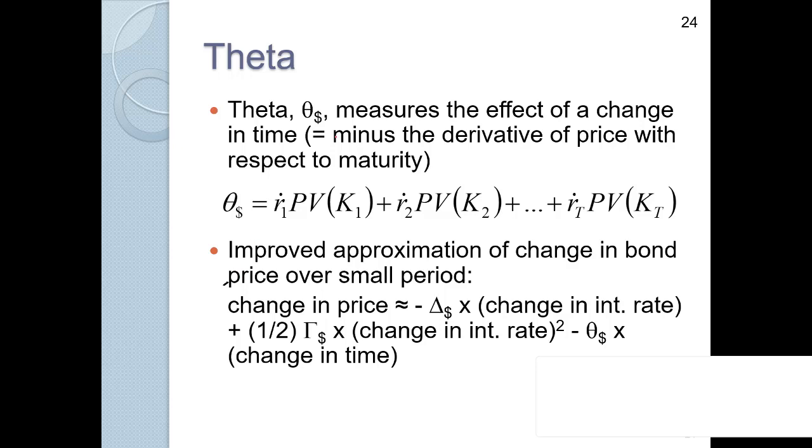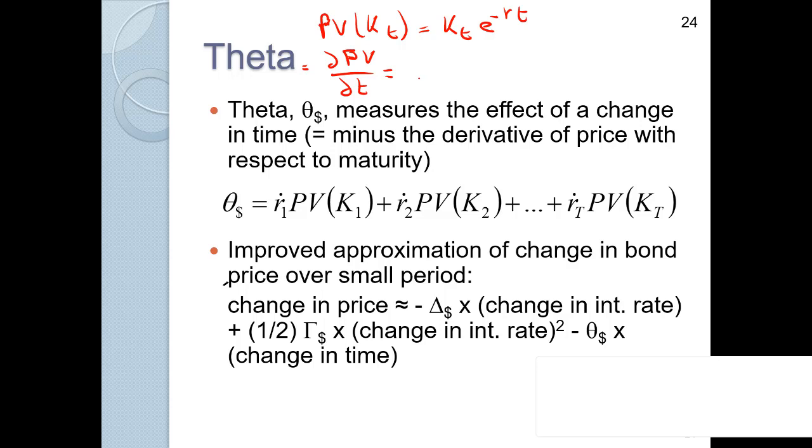We're going to define theta. So theta is a measure of the effect of the time change on the bond price. If we have that the PV of a certain cash flow K_T is equal to K_T e^(-RT), then the theta is going to be the derivative of this PV with respect to time.